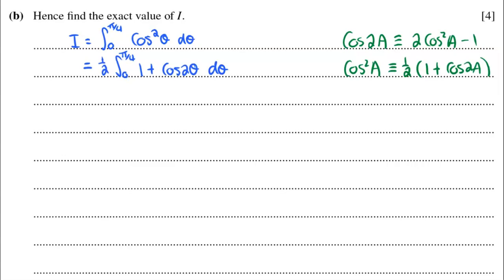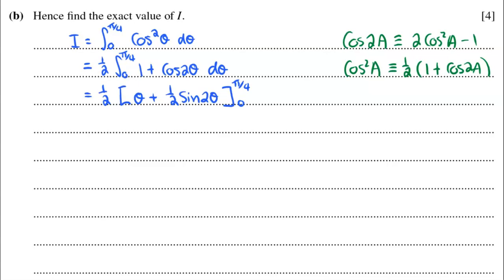All right, that's a lot easier to integrate now. And so when we integrate that, the half stays out the front. The 1 integrates to θ, and the cos is going to integrate to sine. It will be 2θ. When we differentiate, that would put a 2 out the front, so we need to get rid of the 2 that it would put out the front when it was differentiated. And we go to the boundaries of 0 and π/4.